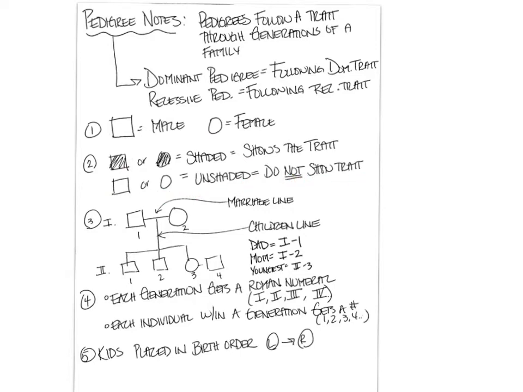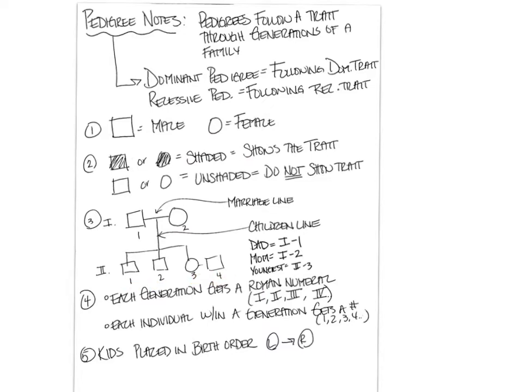When you draw a pedigree, when 2 organisms breed or get married, you connect them with a marriage line. When they produce offspring, you connect the offspring with the children's line. Each generation gets a Roman numeral. So this is generation 1, this is generation 2. Each individual within a generation gets a regular old number. So this is person 1, this is person 2. You start numbering over again in the next generation, so 1, 2, 3, 4.